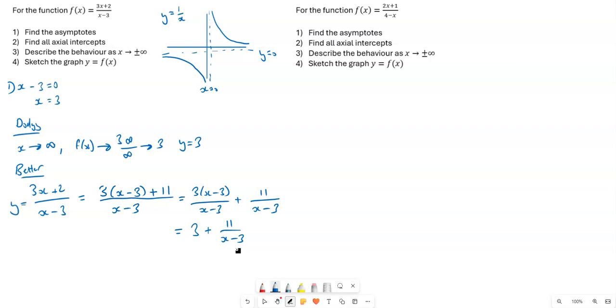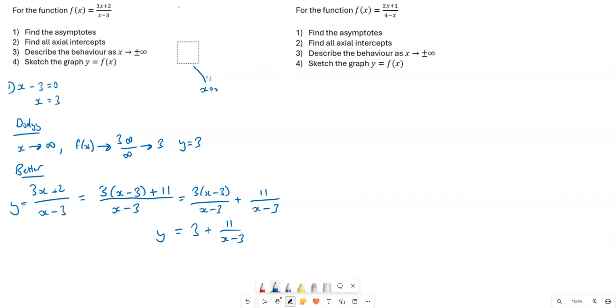So this is y equals that. So we end up with y equals 3 plus 11 over x minus 3. So that's something you might be asked to find in any case. And now we can apply the same logic. As x here gets larger and larger, we've got 11 divided by a very, very large number. So this whole thing approaches 0. And so we're left with the asymptote y equals 3.